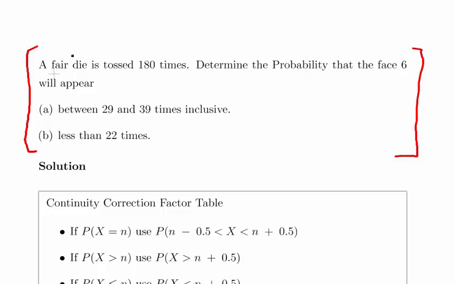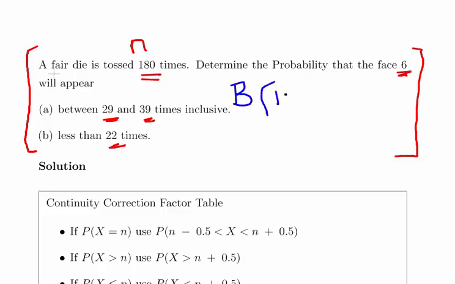So a fair die is tossed 180 times. Okay, so that's a large number of trials, or a large sample size there. Determine the probability that the face 6 will appear between 29 times and 39 times, and then less than 22 times. So really the thing here is just noting that it is a binomial distribution.